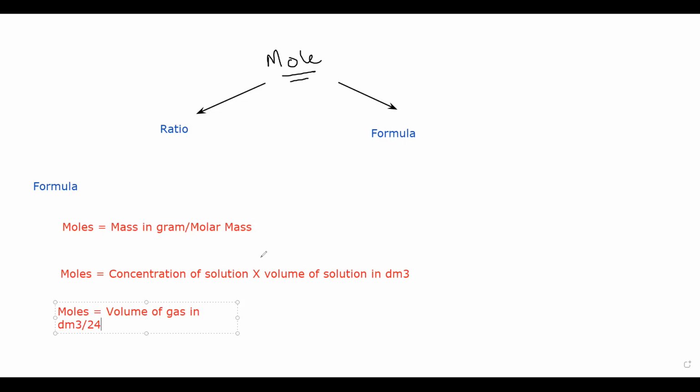If mass in gram is given, we can use the first formula. If concentration and volume are given, we can use the second formula. And if the volume of the gas is given, we can use the third formula. In the same way, if we have the moles and molar mass, we can find mass in gram. Now we'll do questions related to the topic moles, and we'll solve questions both ways. Either we will use a ratio to solve the question or the formula.